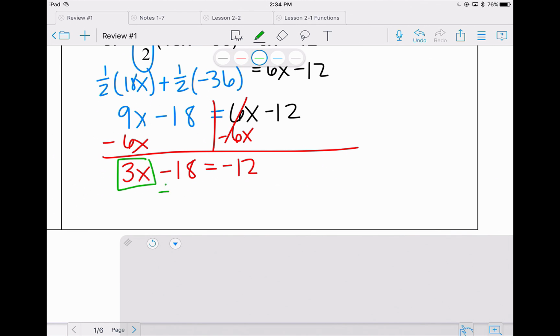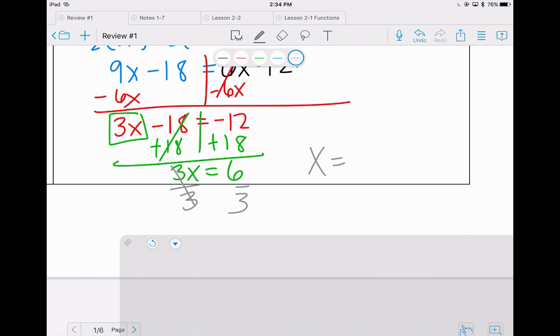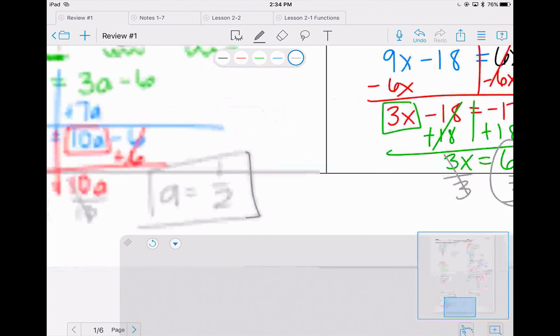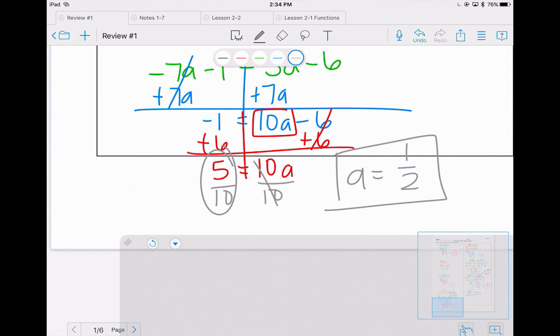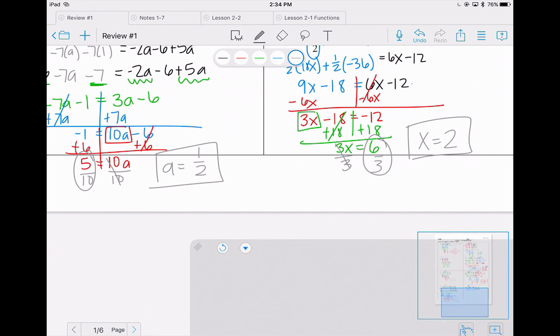From here, we subtract 6x from both sides because 6 is smaller, and we subtract because it's the opposite. I box my term and add 18 to both sides. So 3x equals 6. And then last step, divide by 3. Now this time, 6 divided by 3 is 2. Okay, so make sure you see the difference between a big number divided by a smaller number and a small number divided by a bigger number. Because there is a difference. One's a fraction, one is not.